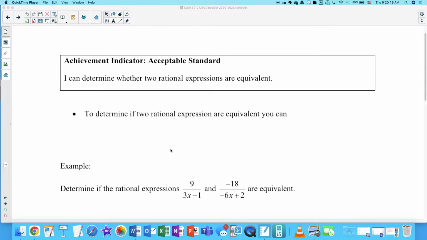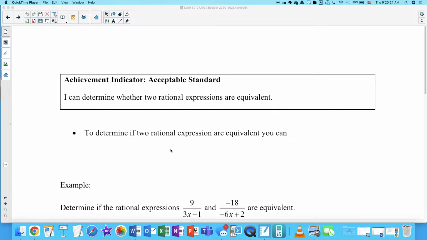What we are mainly going to focus on today are equivalent rational expressions. Okay, so we looked yesterday at simplifying rational expressions. Today we're going to look at, we have a couple rational expressions. How do we know if they are equivalent or not?